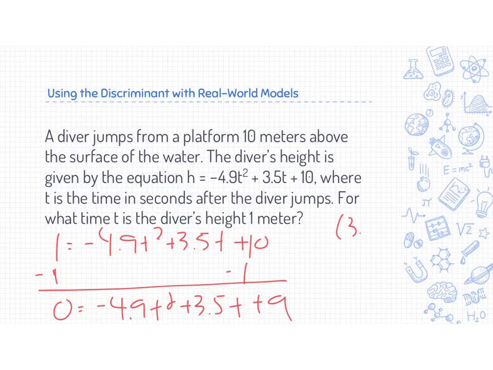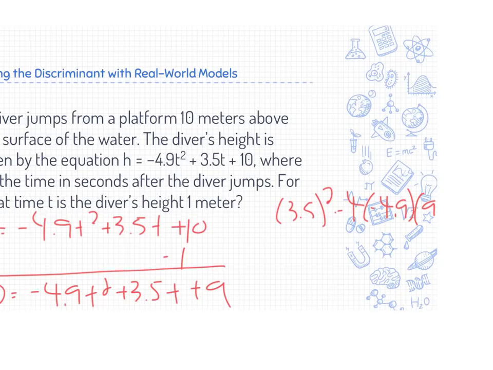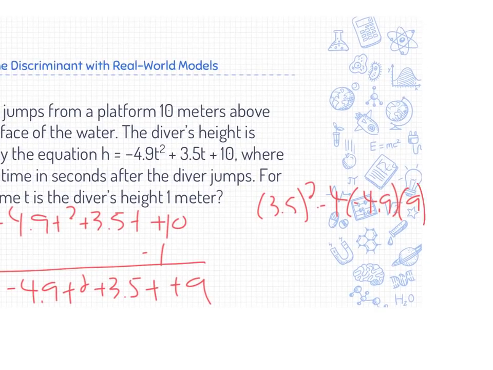And remember our discriminant is b squared minus 4ac, so that's 3.5 squared minus 4 times a, which is negative 4.9, times c, which is 9. Using a calculator to do the work for us, I plug in 3.5 squared minus 4 times the negative 4.9 times 9, which gives us 188.65. And that is the discriminant. Since it is positive, that tells us that there are two real solutions, so we can go ahead and move on to the next step of solving.